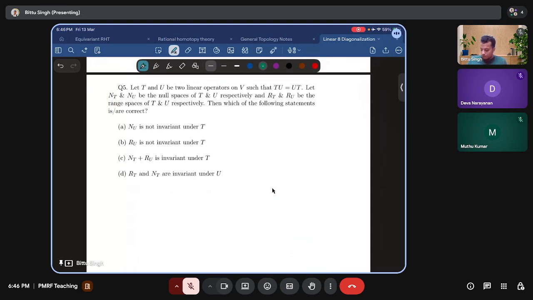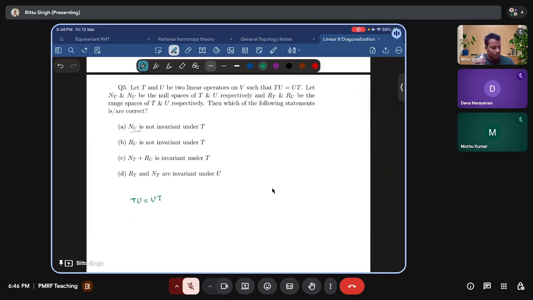So let us see this problem, new problem. Here T and U are two linear operators which commute. It is given that T times U is the same as U times T. This relation is already given. So we need to check if option 1 is correct or not.